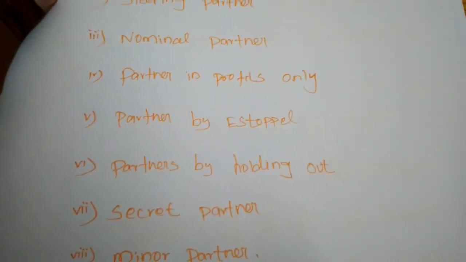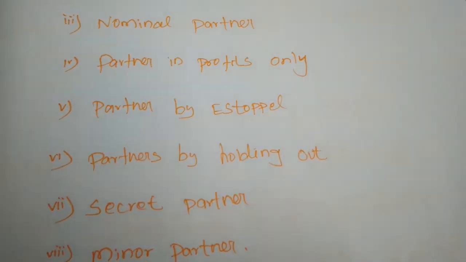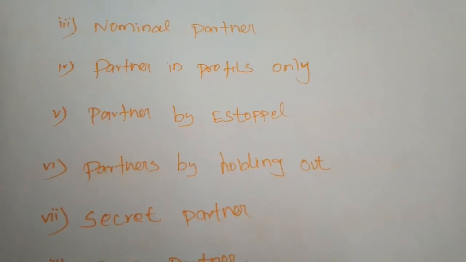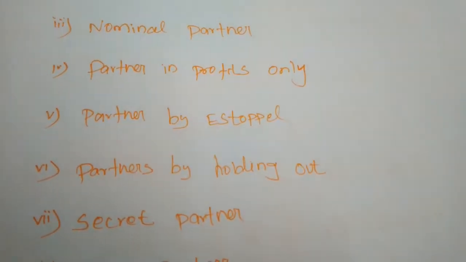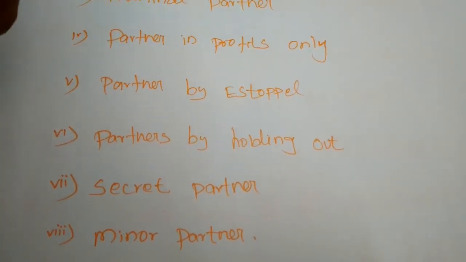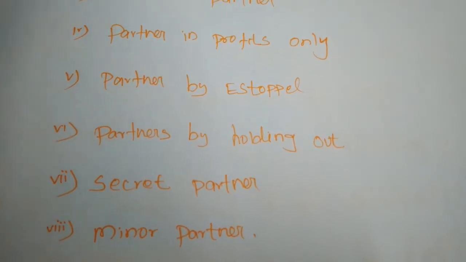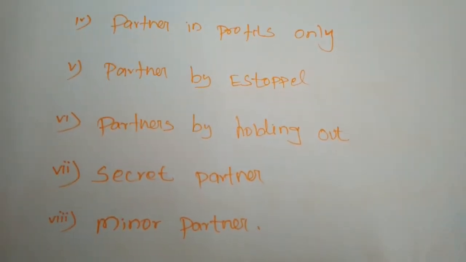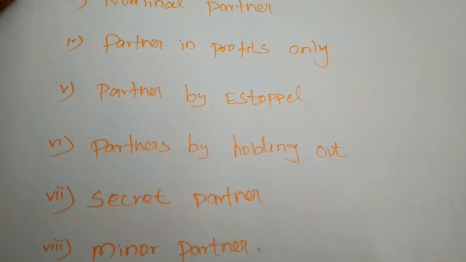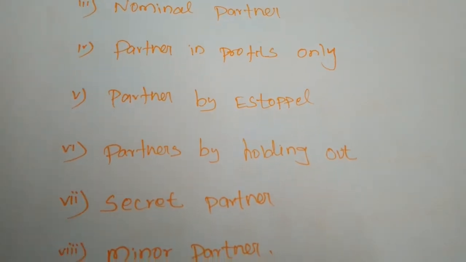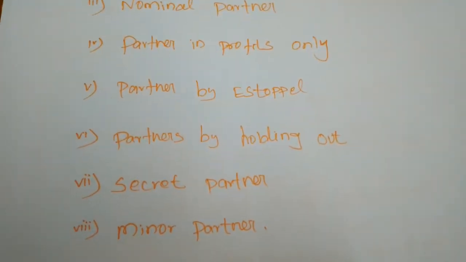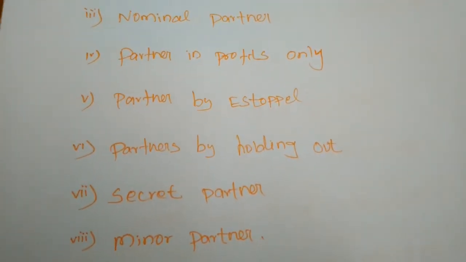Next, partner by estoppel. Partner by estoppel means some contradictions will appear in the business organization by exposing individual persons. In case a person represents himself by words or actions, or has allowed himself to be represented as a partner of the firm, even though he is not a partner, he is called a partner by estoppel. Sometimes some persons will tell the other parties, I am also one of the partners in this organization, when he is really not a partner.